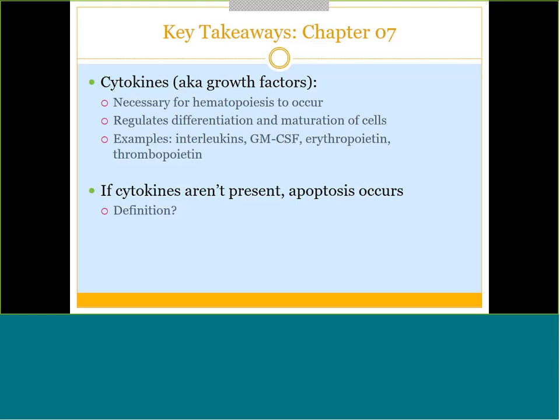And again, if you do not have these growth factors, these cytokines present, apoptosis will occur. The definition of apoptosis is programmed cell death. Your cells will be programmed to die because they're just sitting there. They can't mature, they can't do anything, so your body will kill them off.